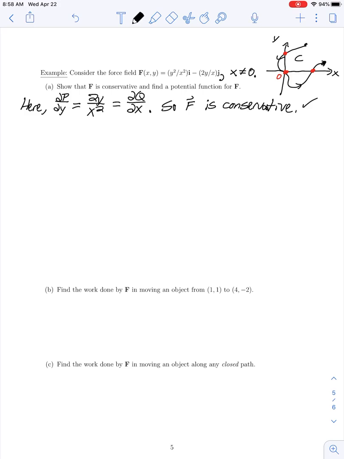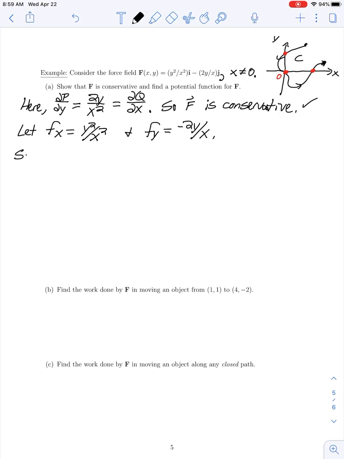Now, in order to find a scalar potential, we're going to let the partial derivatives of the potential function f with respect to x equal the component functions of our vector field. That is, the partial of f with respect to x is equal to y squared over x squared, and the partial of f with respect to y is equal to negative 2y over x.